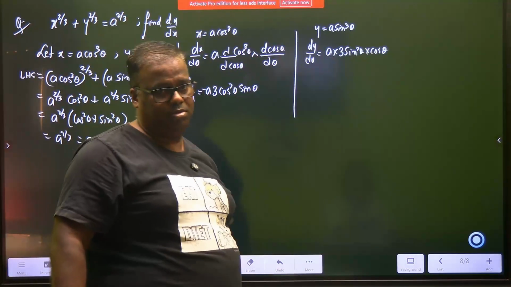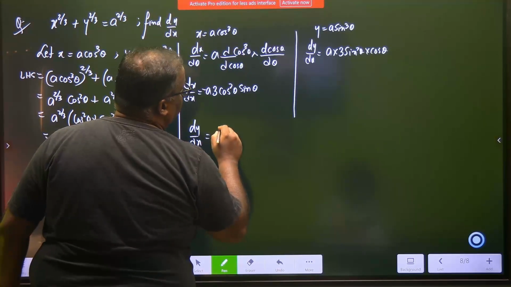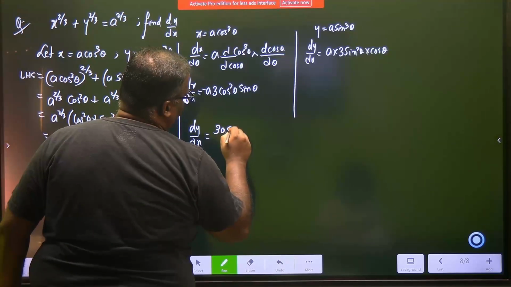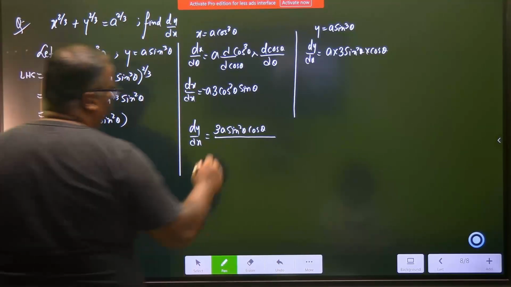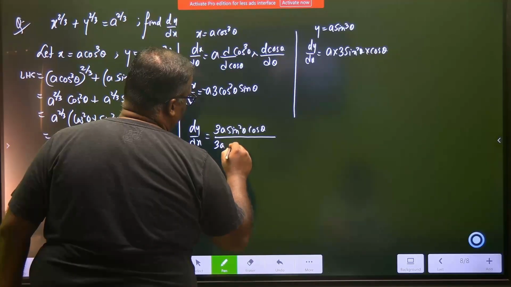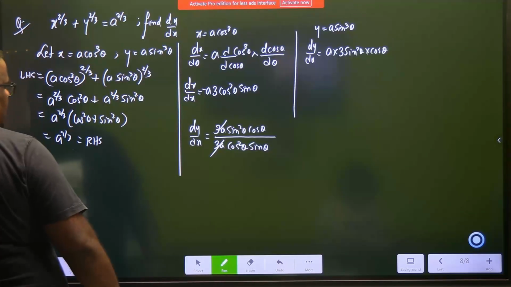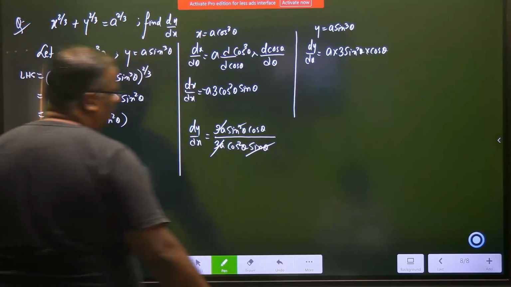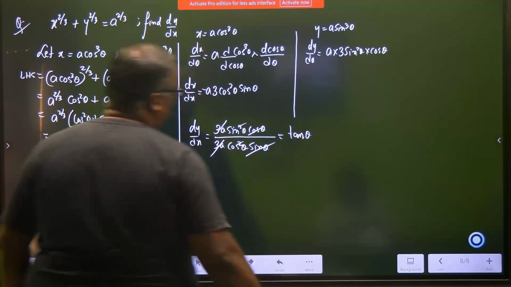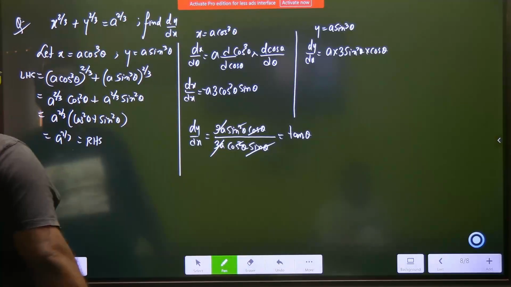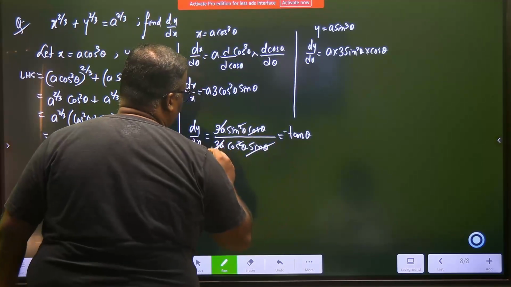Which I've shown open. So finally, what I'm supposed to do? dy by dx, which is 3a sine square theta cos theta divided by how much? 3a cos square theta sine theta. 3a cancels, sine theta cancels as square, cos theta cancels as square. This becomes tan theta. But there will be a negative tan theta. Thank you, beta. There will be a negative tan theta.